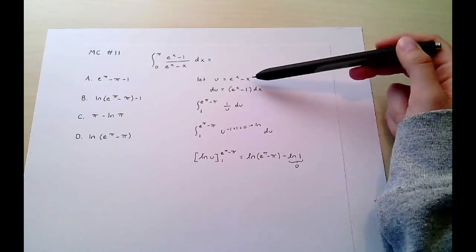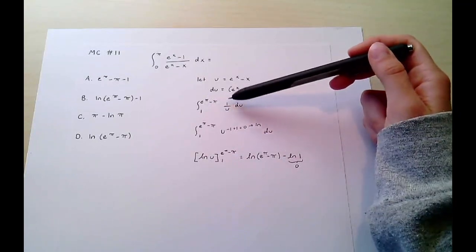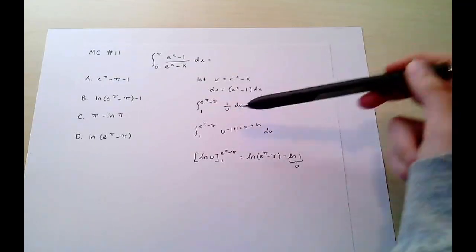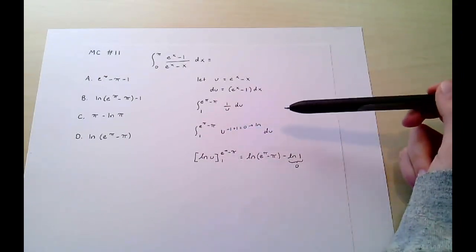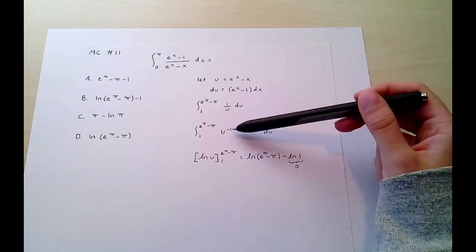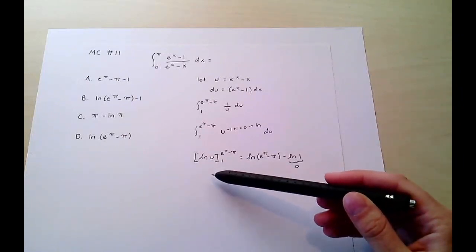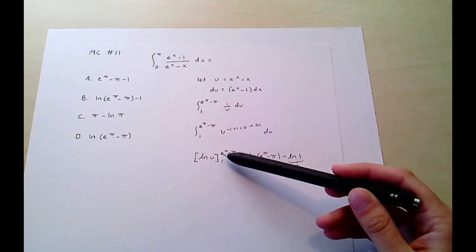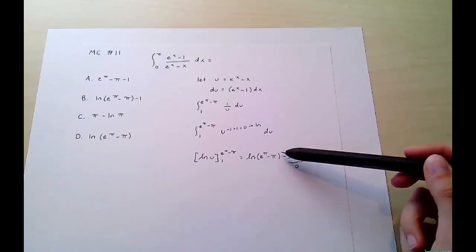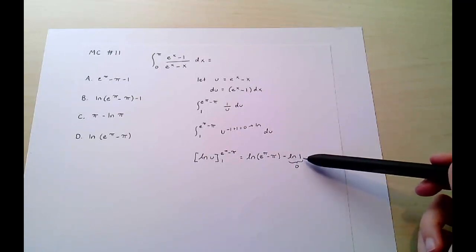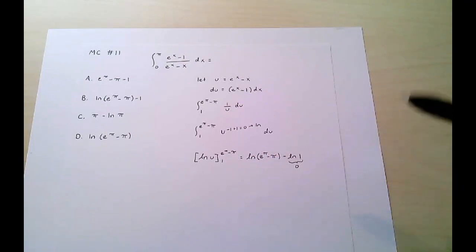I plugged in my new bounds for this, and you get the integral from 1 to e^pi - pi of 1 over u du. 1 over u can also be written as u to the negative first power, and then since you're integrating, you add 1, but when you add 1, you get to 0, which means that this will be an ln. So you have the ln of u from 1 to e^pi - pi, and you plug in your bounds, getting ln(e^pi - pi) minus ln 1, and ln 1 is equal to 0, meaning that you only have ln(e^pi - pi), which matches with letter choice D.